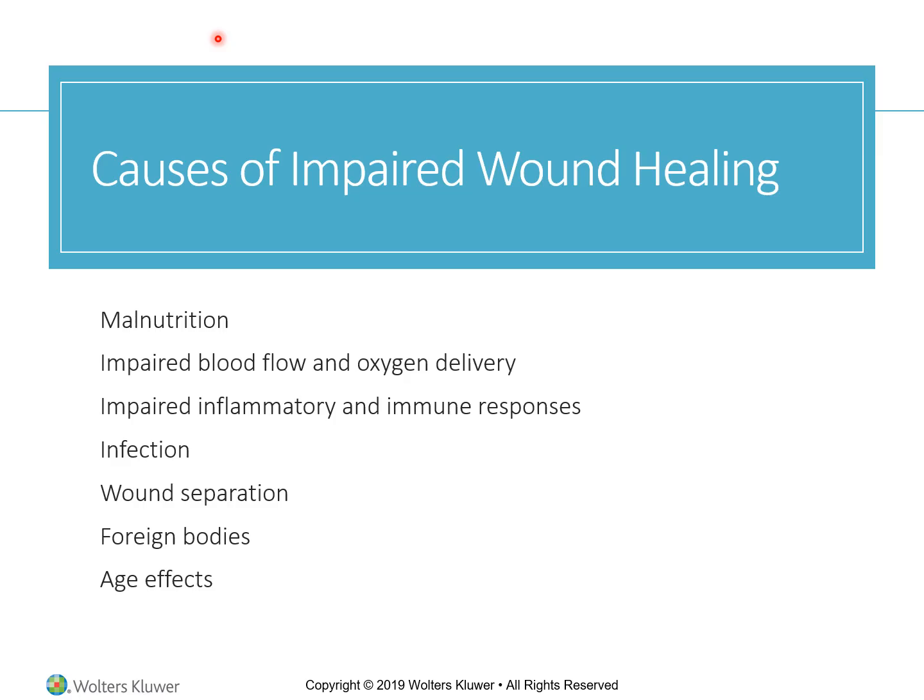Anything that impairs our inflammatory or immune responses will also slow wound healing. So things like disorders of phagocytic function. So if we can't produce all of those phagocytic immune cells, conditions like diabetes, therapeutic administration of corticosteroid drugs or our stress hormones will also reduce that inflammatory and immune response.